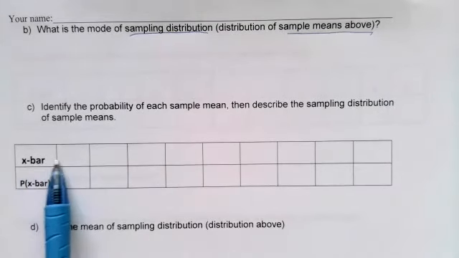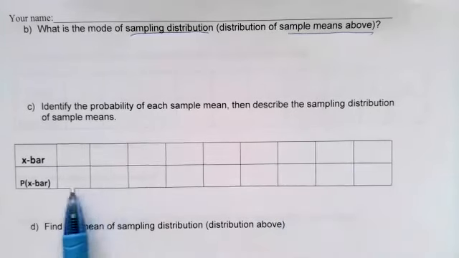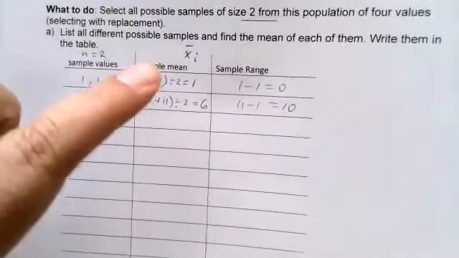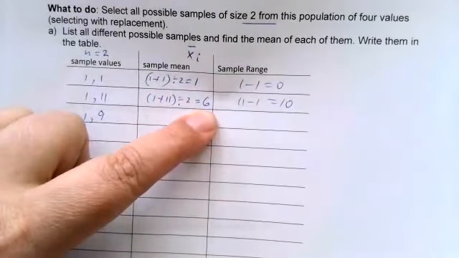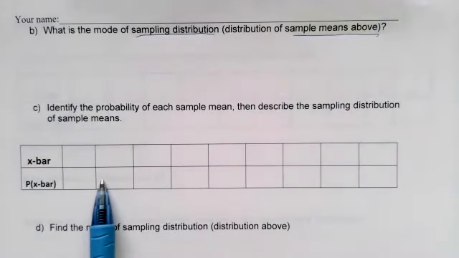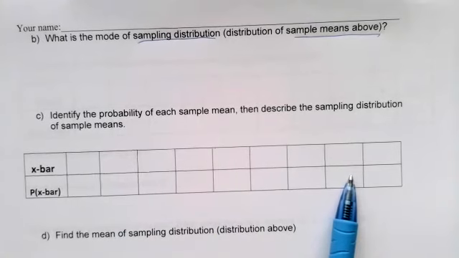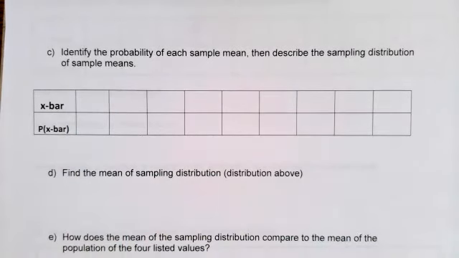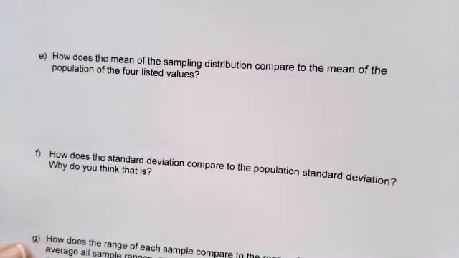So I want you to list all of the possible values for those x bars, okay? And the probability of them happening. So coming from here, you're going to look and see, how many times did 1 happen? How many times did 6 happen? And you're going to convert frequency to probability, right? Fill out this table and go from there. Then you're going to find the mean of this distribution and basically answer all the rest of the questions.